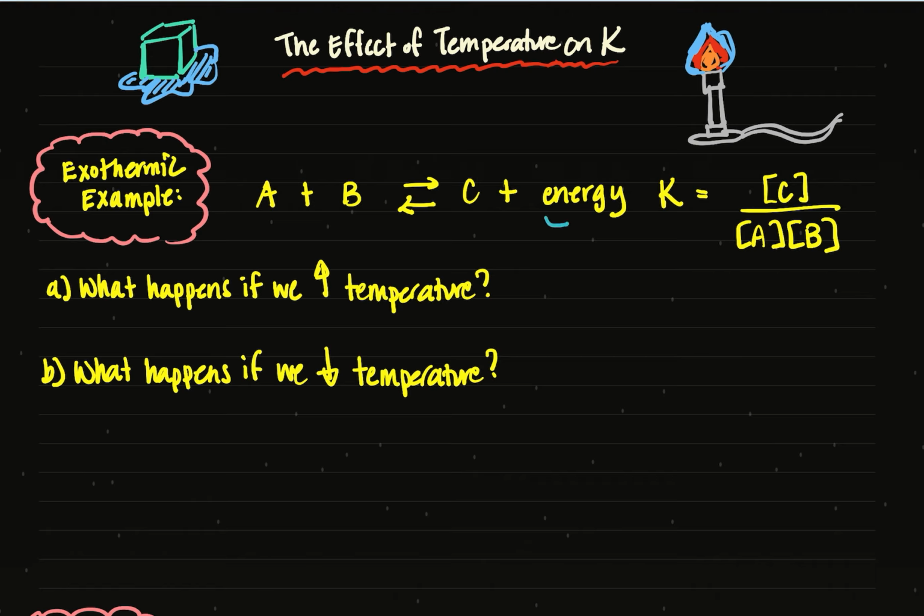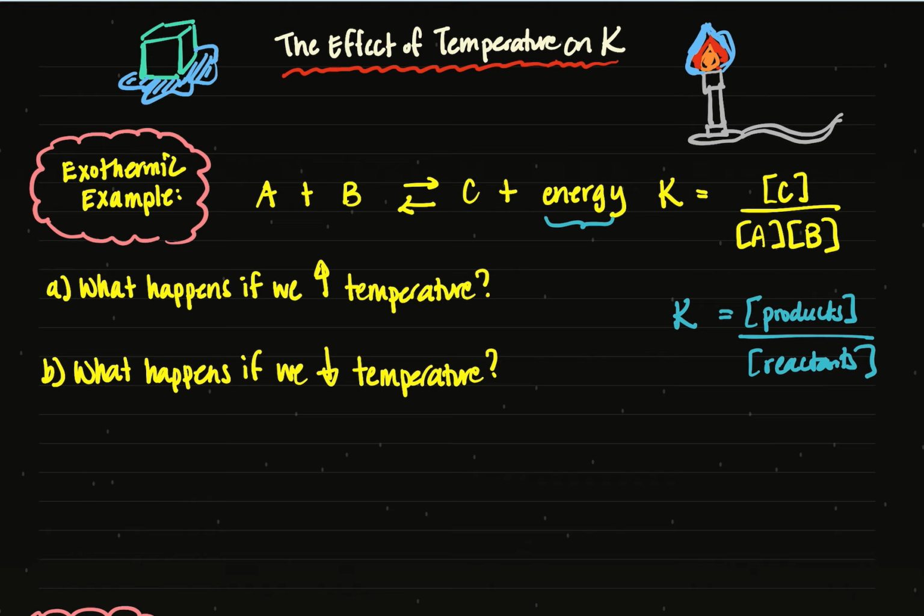Remember that when we have energy on the product side, it's exothermic, meaning that heat is being lost to the surroundings. Also, in this chemical equation, I just made up a generic example using the letters A, B, and C, but the K equilibrium constant always equals the concentration of products raised to their mole ratio divided by the concentration of reactants raised to their mole ratio. So in this case, K equals the concentration of C, that's my product, divided by the concentration of A times B.